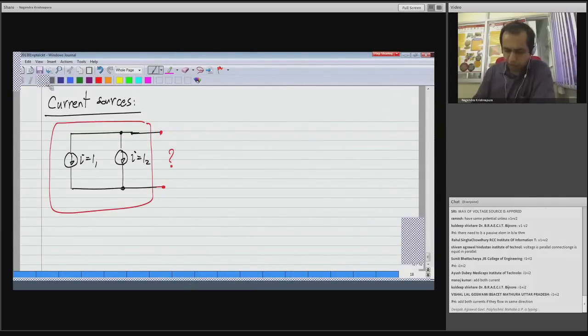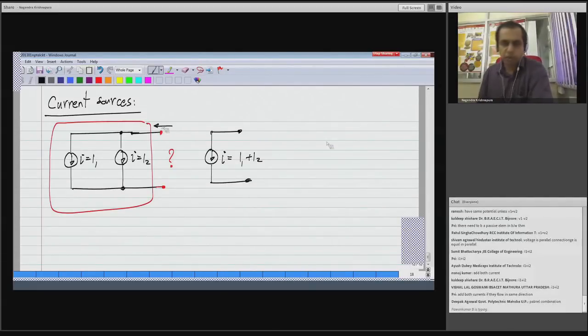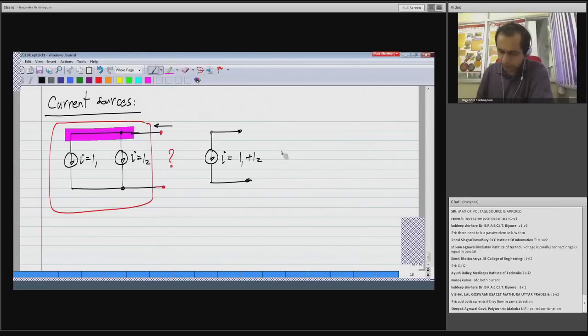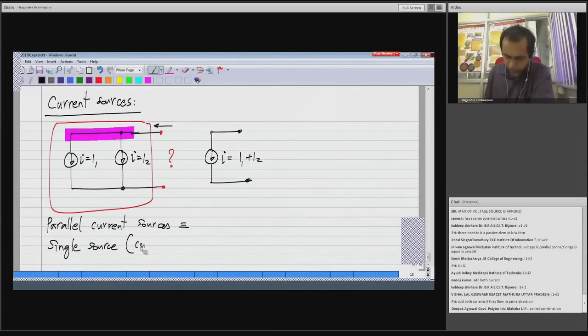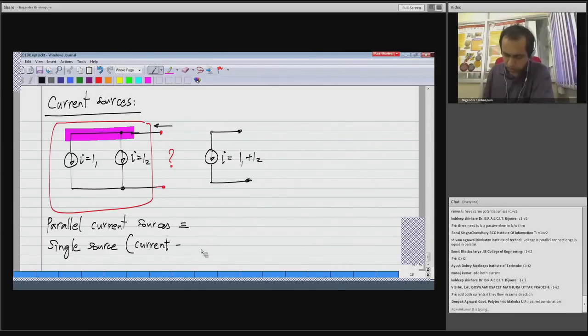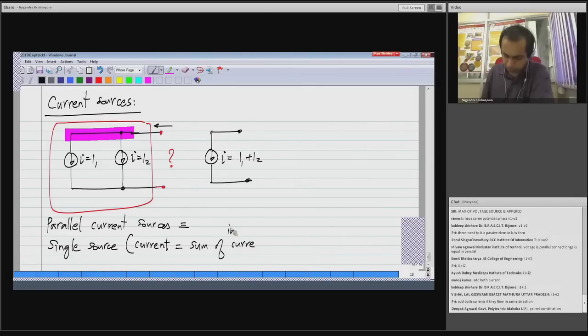I think the answer is pretty obvious. This looks like a current source of value I1 plus I2, and it's very easy to see. By Kirchhoff's current law at this node, whatever is going in has to equal the current going in this plus the current going in that. So it forms a current source of value I1 plus I2. You can have more than two current sources. Multiple current sources in parallel are equivalent to a single source with current equal to the sum of the individual currents.